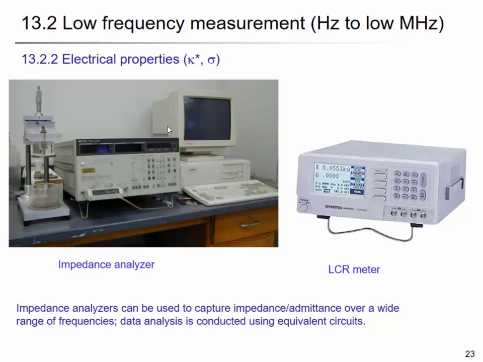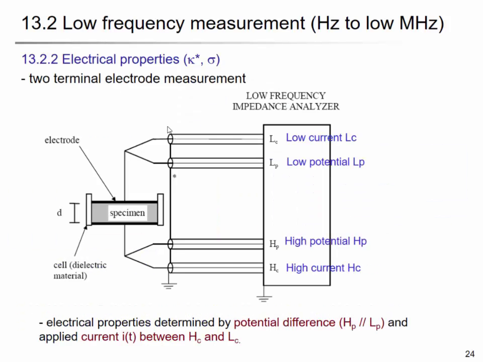So you can do the frequency sweeping and you can measure the impedance over a range of frequency depending on the equipment specification. So the two-terminal electrode measurement is like this. You have a cell that's going to be dielectric material, and generally we use acrylic plastic, or plexiglass. And you have a metal electrode at the bottom and top. And here you have a soil.